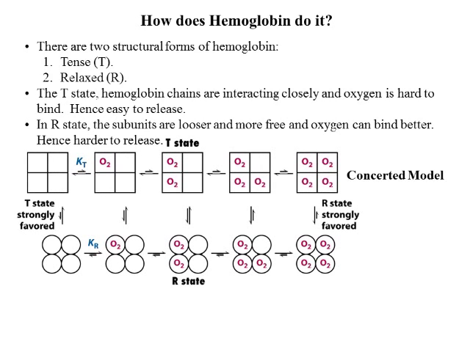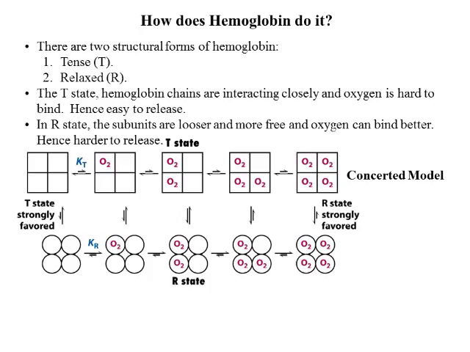All right. So here are the structures. The tense are represented as squares, and the relaxed as circles. We have four chains, two alphas, two betas, so we have four places where oxygen binds.